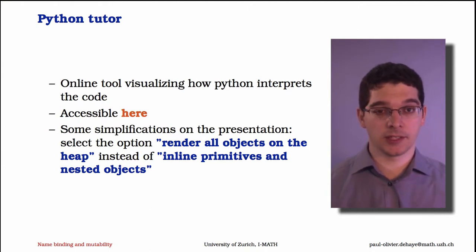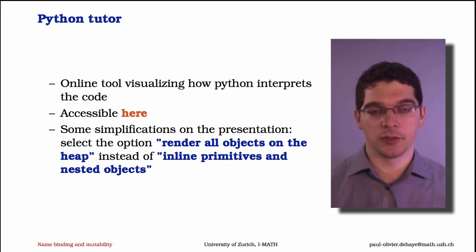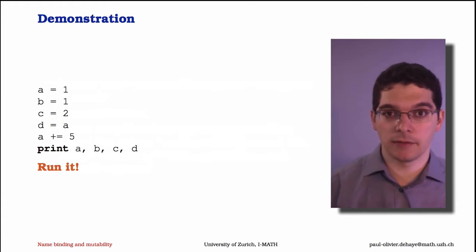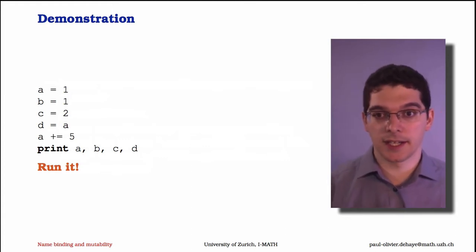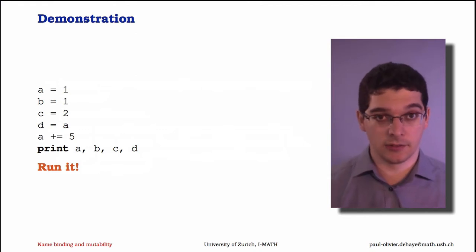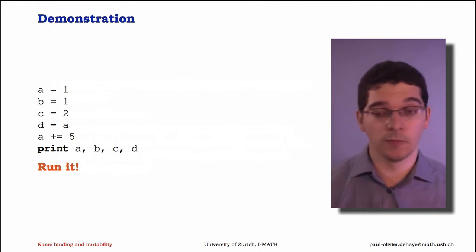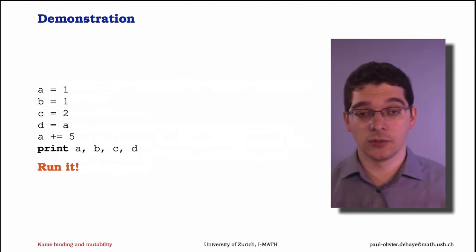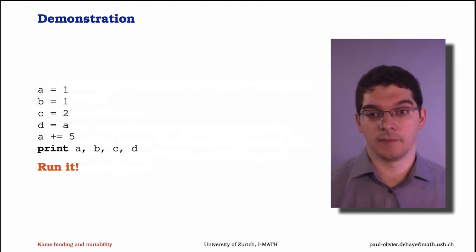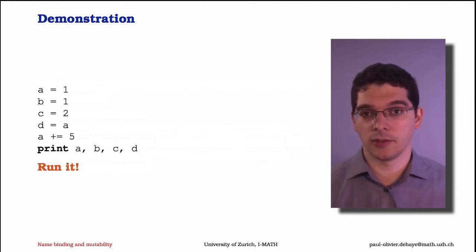Okay, so this whole lecture was about name binding and mutability. So how does Python tutor help us? Well, let's see an example here. We have a little program where we assign to A, B, and C the values 1, 1, and 2. And then we assign to D the value of A, basically. And we add to A the value 5.